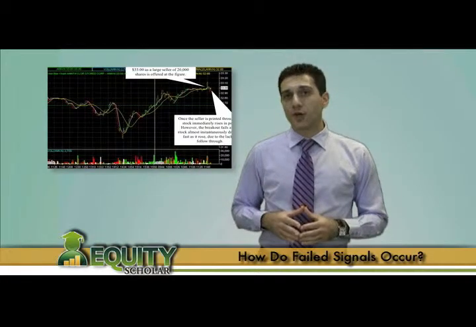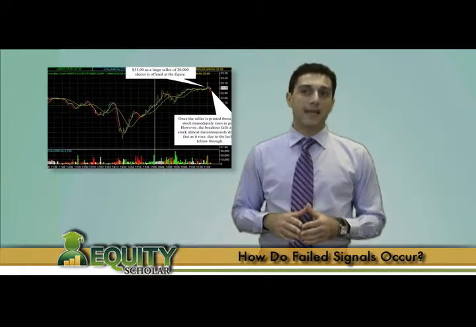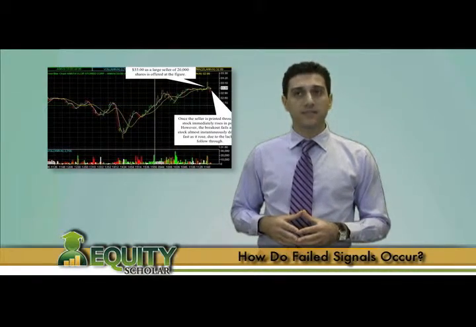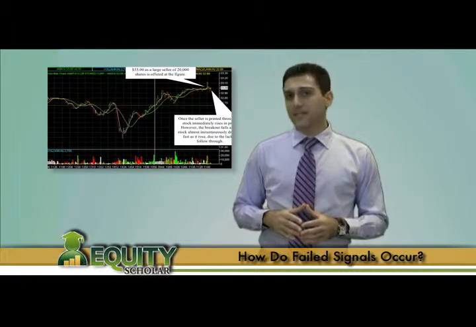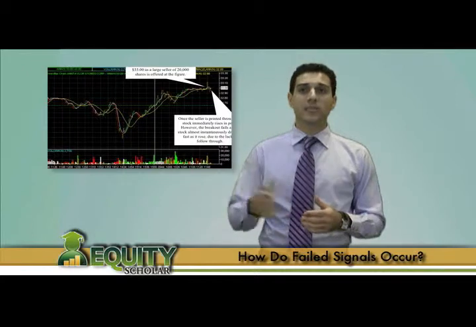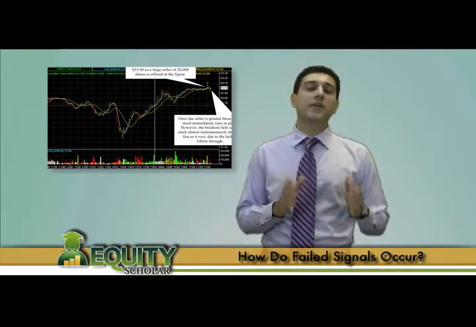Take a look at this chart of Ann Taylor, ticker symbol ANN, to get a better idea of what a failed signal typically looks like. Notice how the resistance level at $33 was broken through as a large seller of 20,000 shares was eliminated, raising the stock 12 cents in just seconds. But almost immediately thereafter, the price falls right back below the previous level, and now the stock price starts to head downward. These failed signals can create headaches and substantial losses for traders, as they often get caught off guard by the failed break.